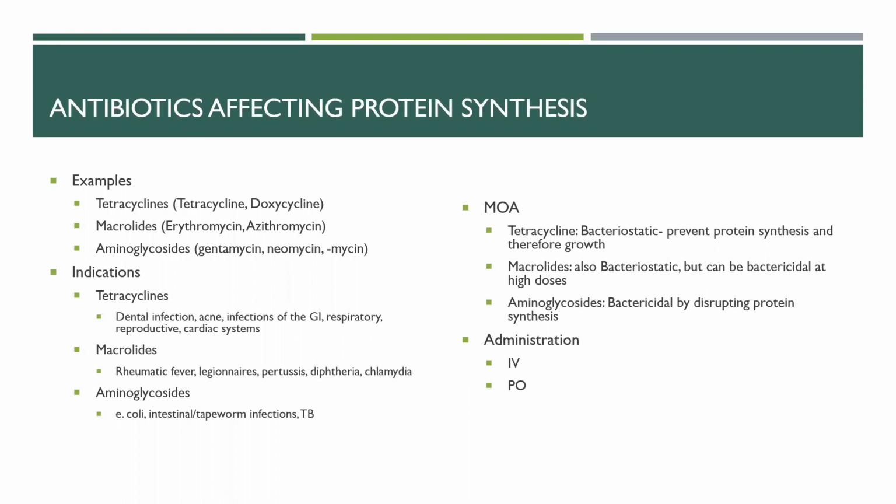The mechanism of action for tetracycline is that they are bacteriostatic. So what this means is it prevents protein synthesis and therefore growth. Our macrolides are also bacteriostatic, but if given at a high enough dose, it becomes bactericidal, which means that it kills the bacteria. And then aminoglycosides also disrupt protein synthesis, but they are bactericidal. And these can be given IV or PO.